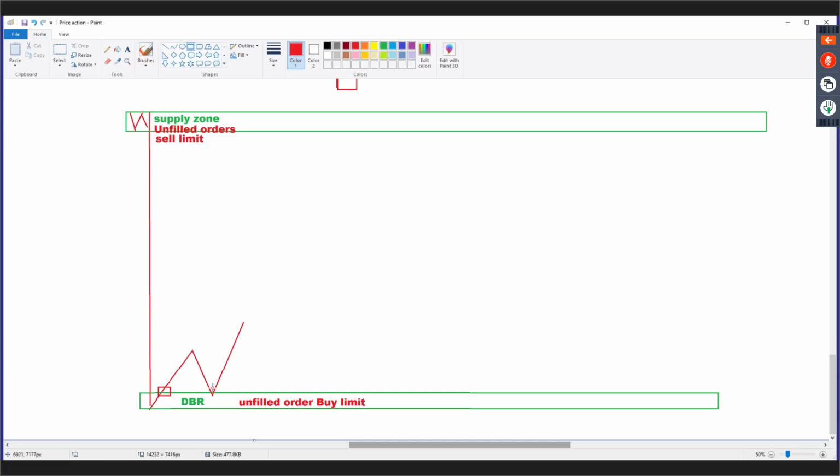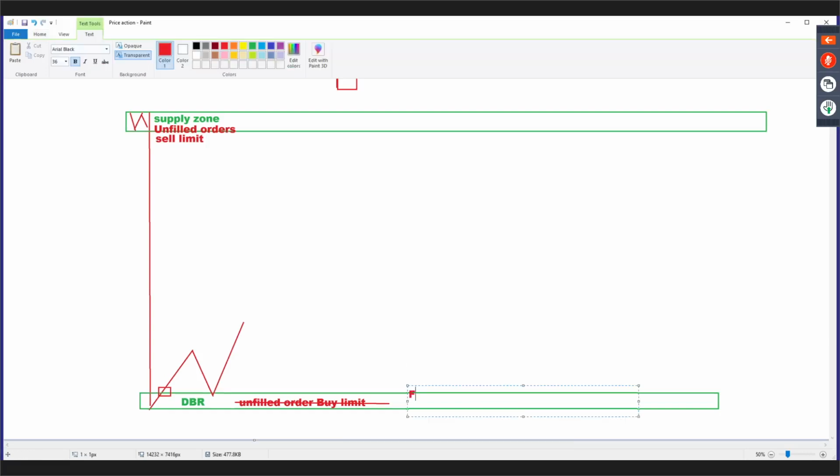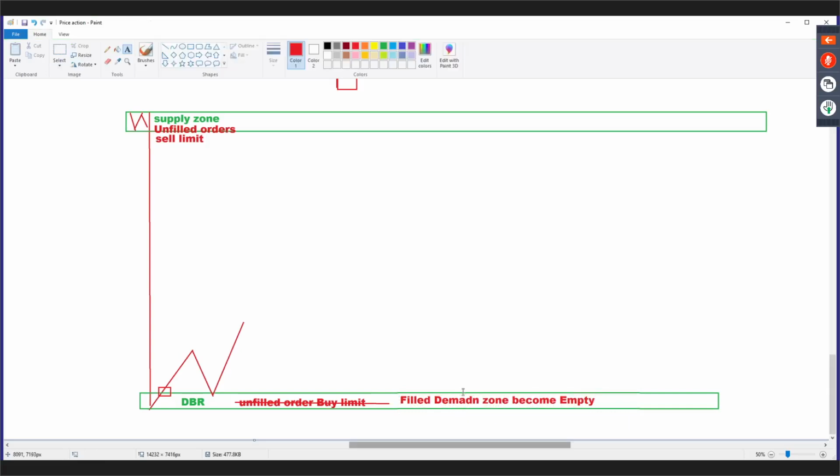So let's suppose that price goes down, touches this unfilled buy limit order and goes up again. What it did actually is the price filled those buy limit orders. So when the buy limit is triggered, it is already filled. When it is filled, your demand zone will become empty. I mean, it is clear. The demand zone should be clear because the price has taken these orders and it's going up.